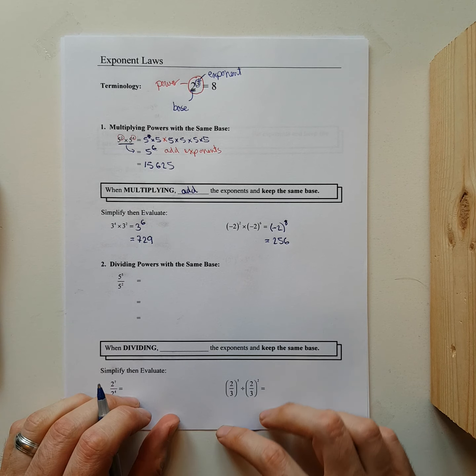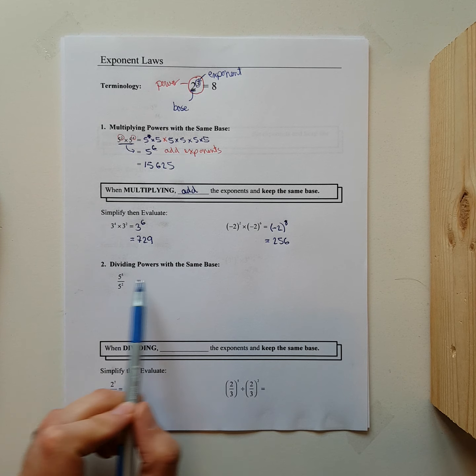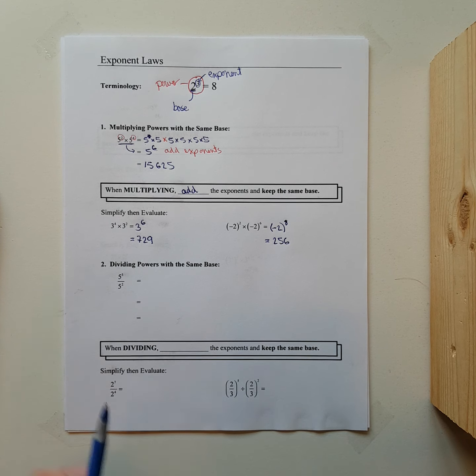So there's our first rule. And we have 3 rules that we will look at. So the first is if we are multiplying. The second rule is what happens if we are dividing powers that have the same base.